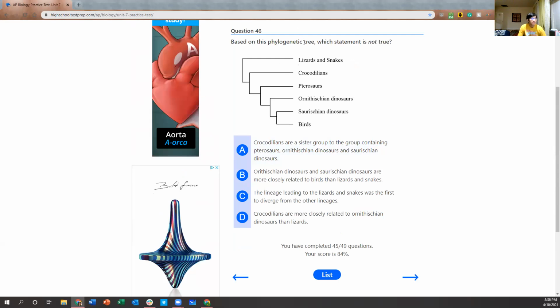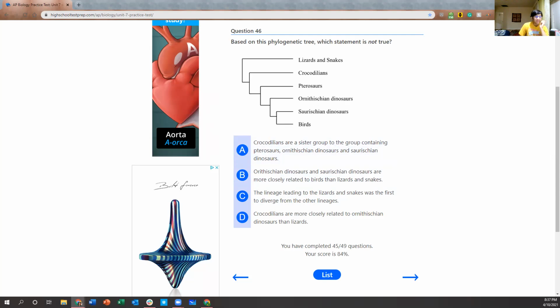Based on this phylogenetic tree, which statement is not true? What does this show? Crocodilians are a sister group to the group containing pterosaurs, ornithischian dinosaurs. I'm not sure what sister group is, but that's probably not true. I think birds and saurischian dinosaurs would be characterized as a sister group because they're next to each other. Ornithischian dinosaurs and saurischian dinosaurs are more closely related to birds than lizards and snakes. I feel like that would make sense.